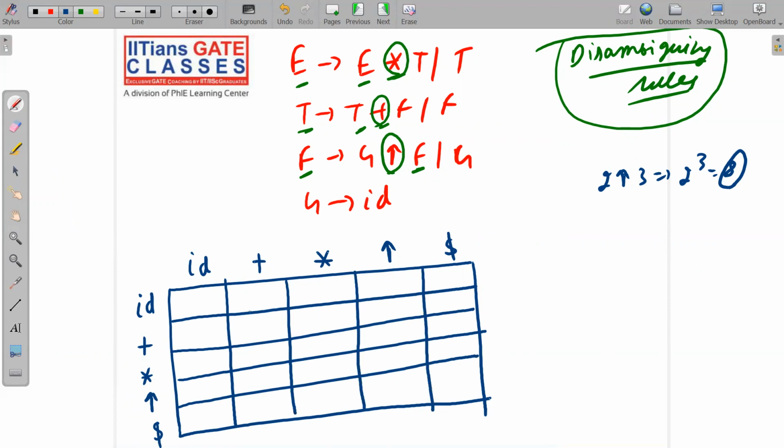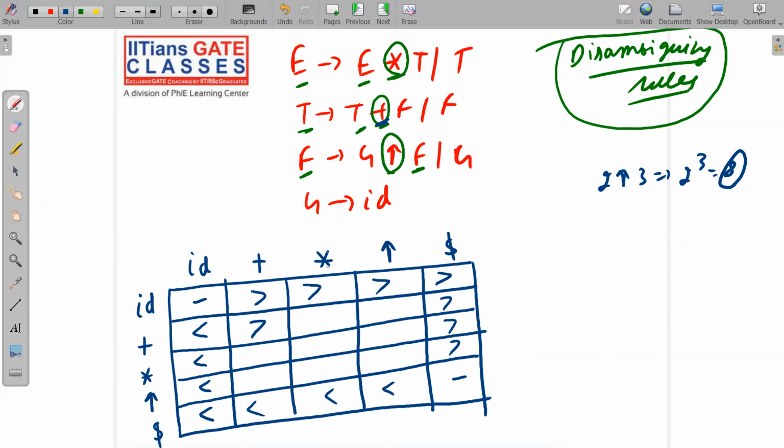So as I have already told you, ID and ID cannot be compared. Dollar and dollar cannot be compared. ID has highest precedence, so blindly you will keep like this. Here also ID is having more precedence. Dollar is having least precedence. And here also dollar. So now plus and plus. Plus is left associative because of left recursion, like this.